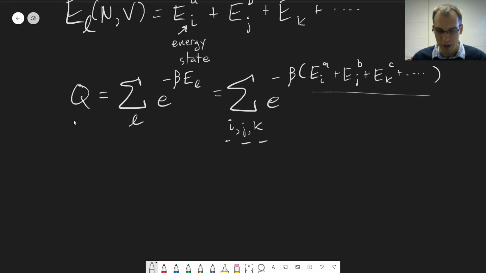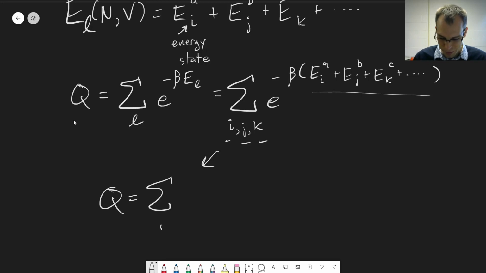That means we can separate these out into individual exponentials. And this breaks up into Q is equal to, sorry, this is a really important part and I almost skipped over it, e to the minus beta E_iA times e to the minus beta, and summing over.